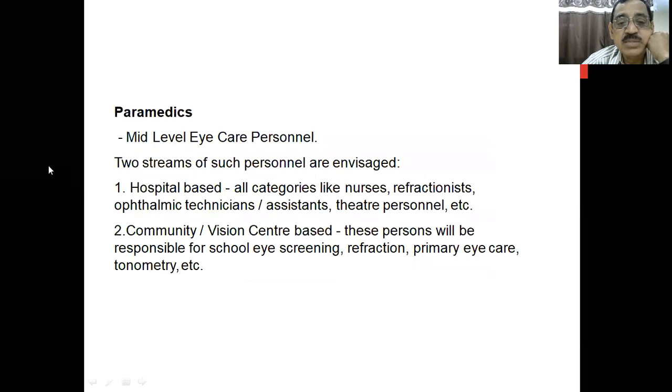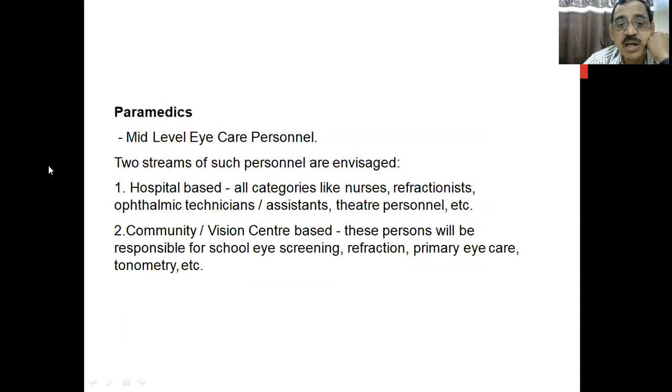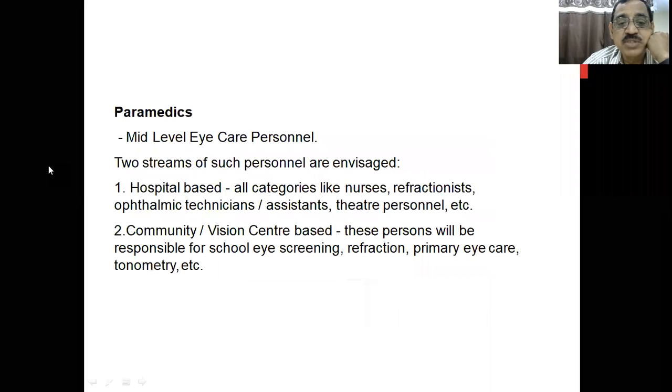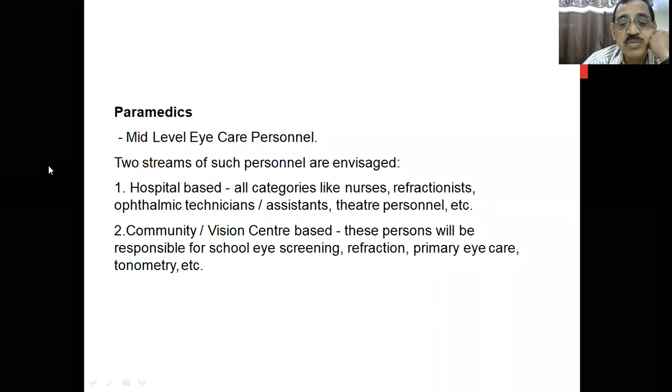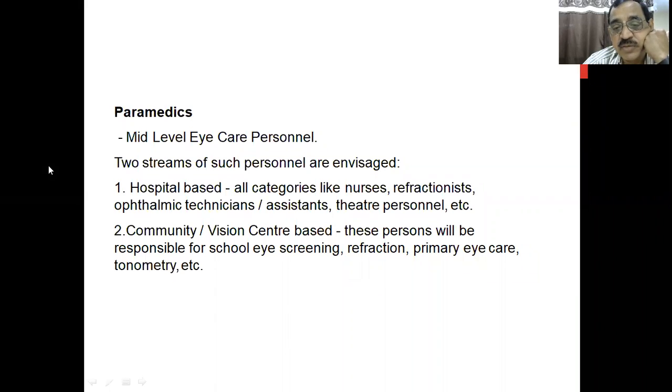So paramedics, mid-level eye care personnel: 2 streams of such personnel are required. One is hospital-based, with all categories like nurses, refractionists, ophthalmic technicians, assistants, and theater personnel, they are all needed. And the other is community and vision care center based. These persons will be responsible for school eye screening, refraction, primary eye care, tonometry, etc.